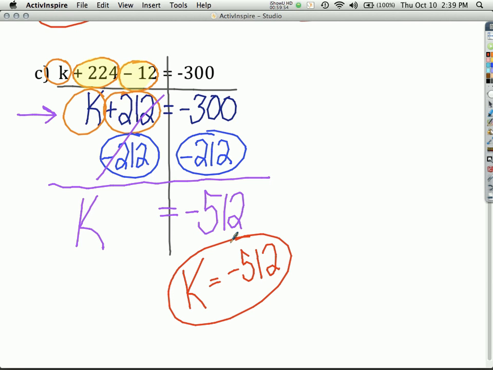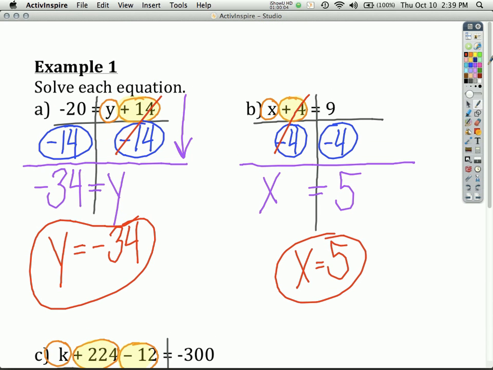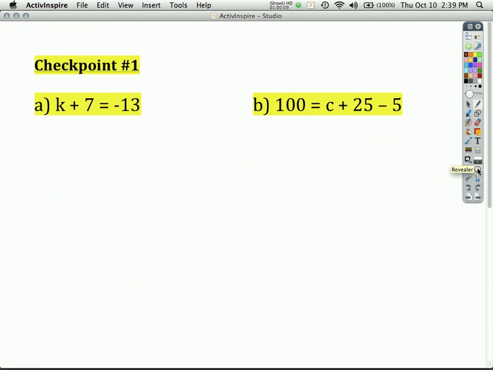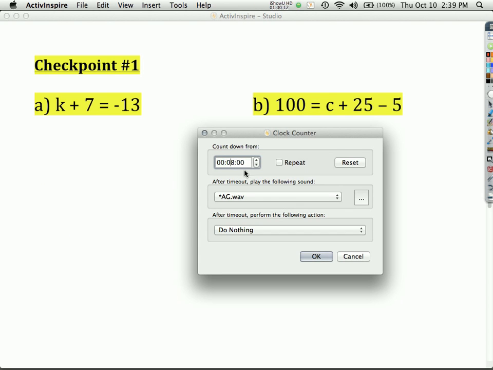So part C had an additional step. You had to combine like terms, then you solve the equation. Any comments or questions on anything? Let's see how you do on your own. Checkpoint number 1. You got 2 equations, you got 2 minutes.